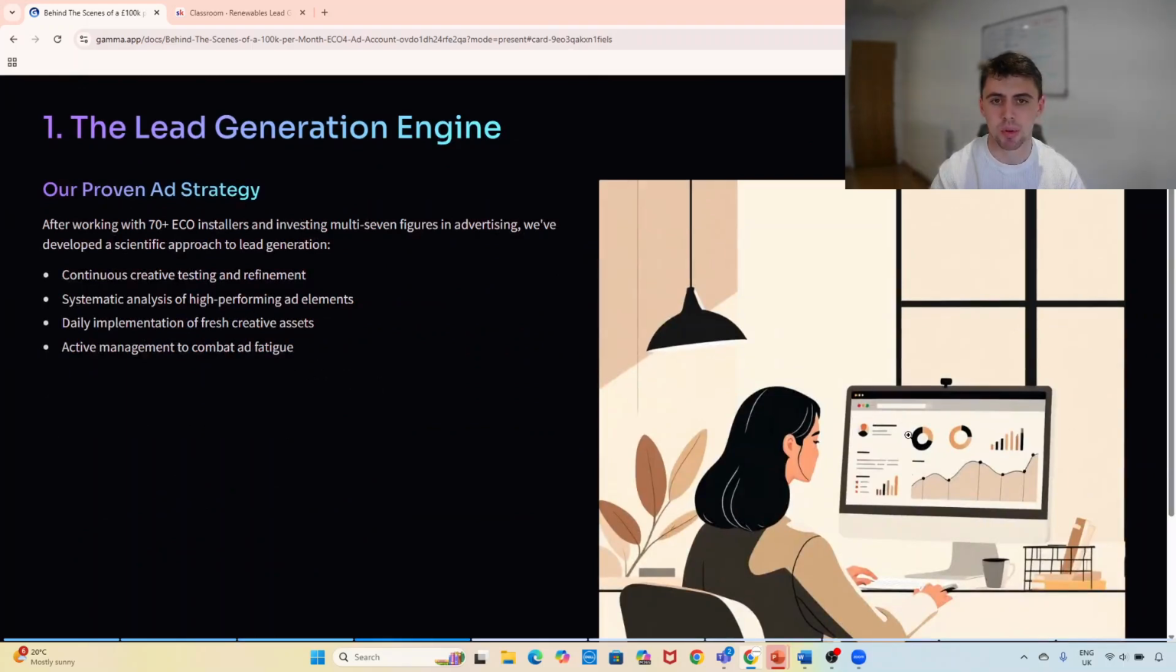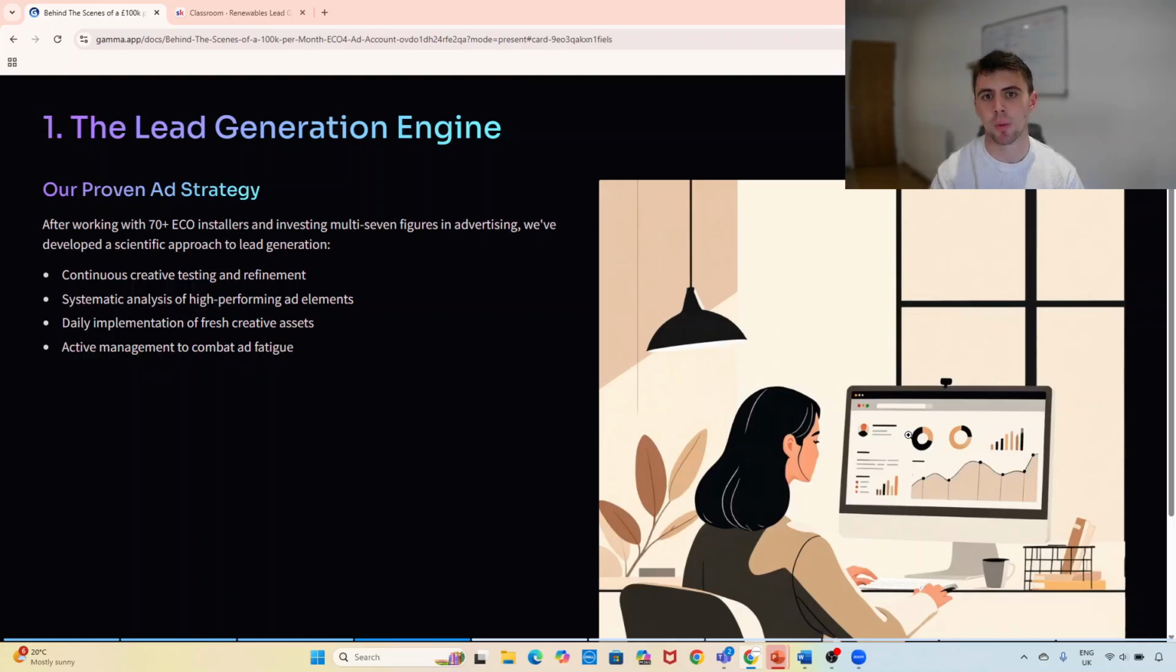So looking at point number 1, first of all, the actual lead generation. For this client, we've worked with over 70 ECO installers now and spent millions of pounds in advertising spend. So when they came on board with us, we already had a very good idea of what sort of adverts work, and what we were going to implement for them straight away. There wasn't much of a learning period where we worked out which creatives work or how ECO4 works. We just plug and played what's worked for other installers straight into their business.